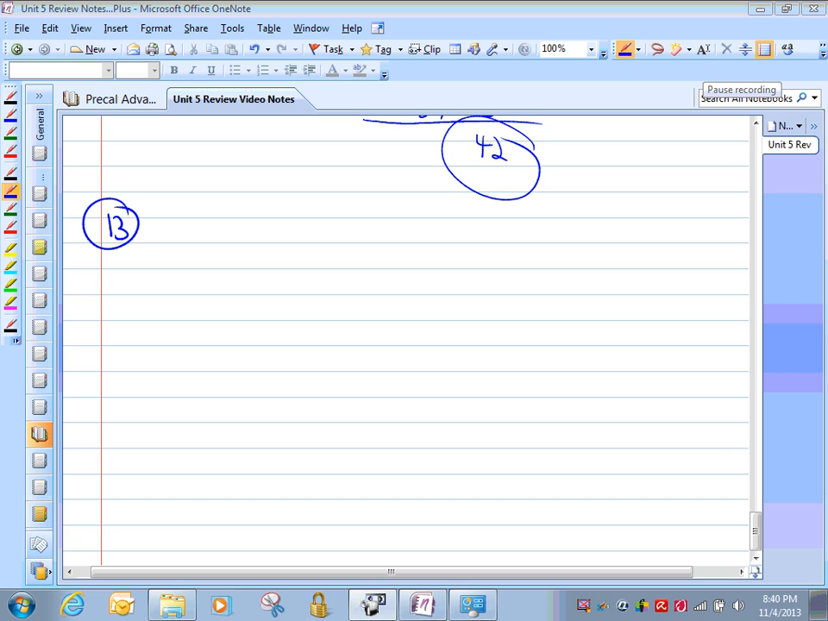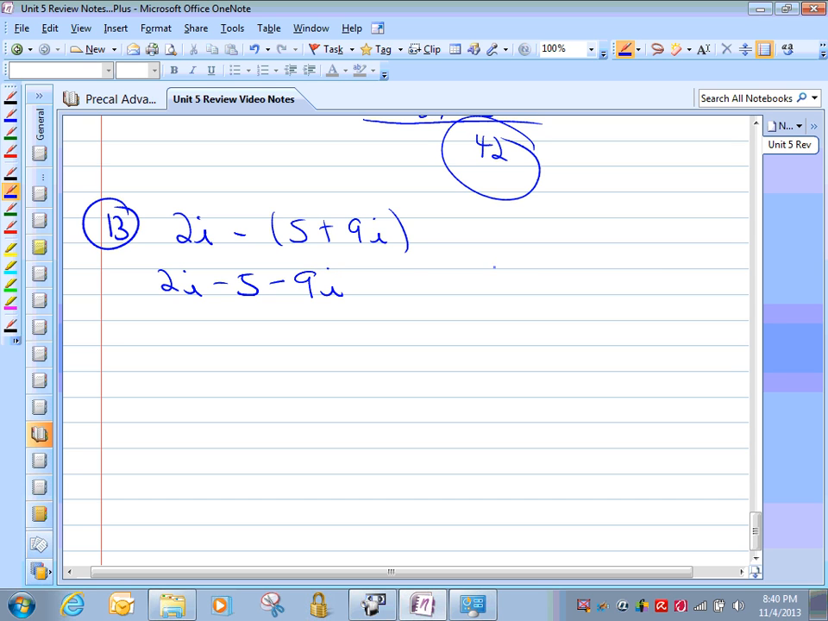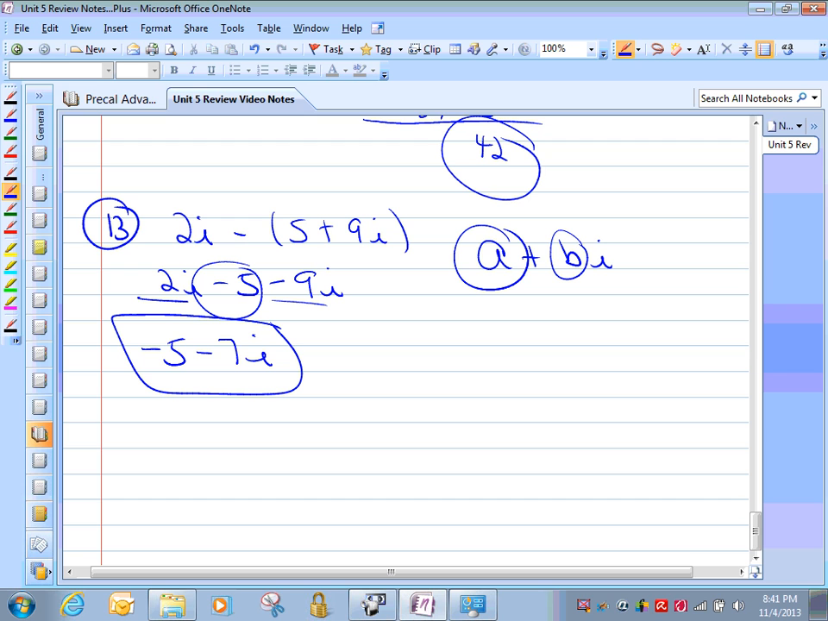All right, now we're on to complex numbers. Okay, for 13, our problem is 2i minus parentheses 5 plus 9i. You need to make sure you distribute a negative. You would get 2i minus 5 minus 9i. And remember, all complex numbers need to be in the form of a plus bi. This is the real part, and the coefficient in front of the imaginary part. So the real part here would be the negative 5. The imaginary part would be the 2i minus 9i. That'd be minus 7i. That would be your final answer. Go Bearcats. And that would be in a plus bi form.